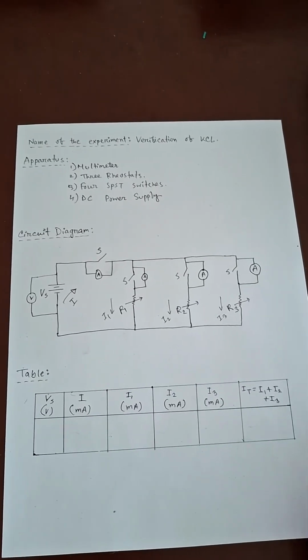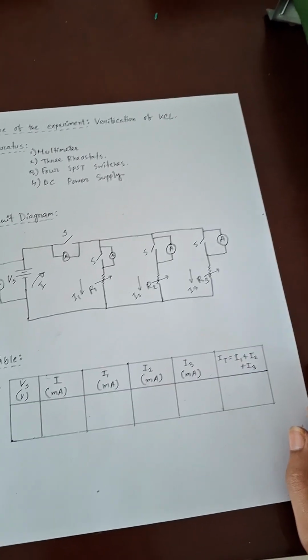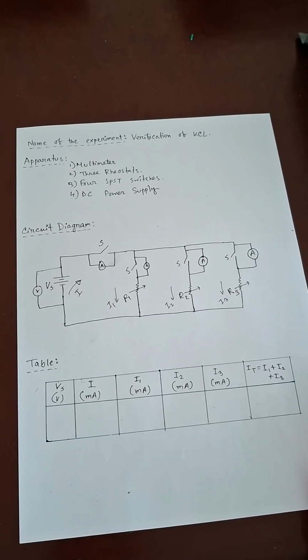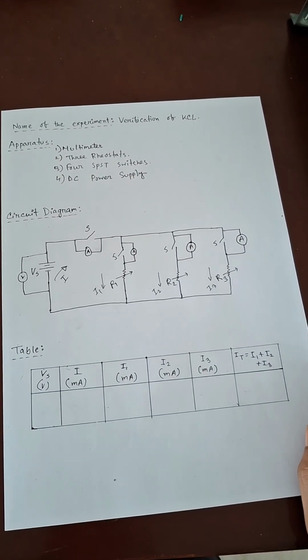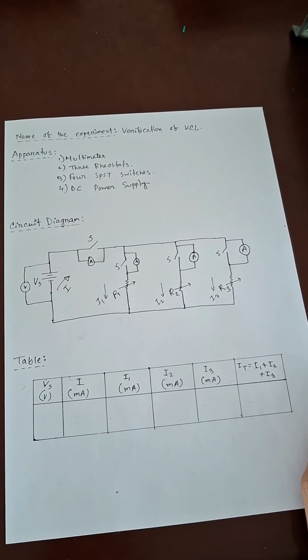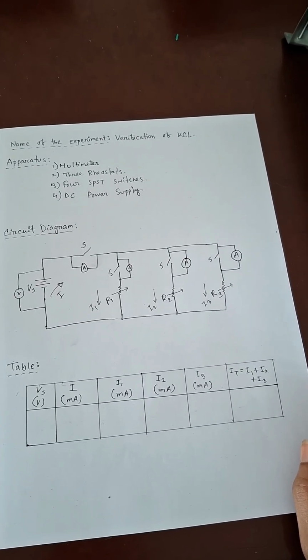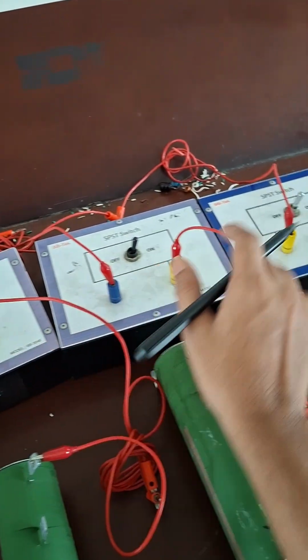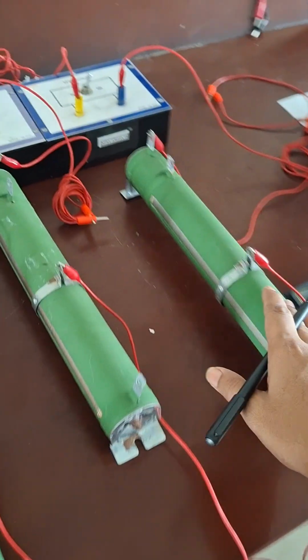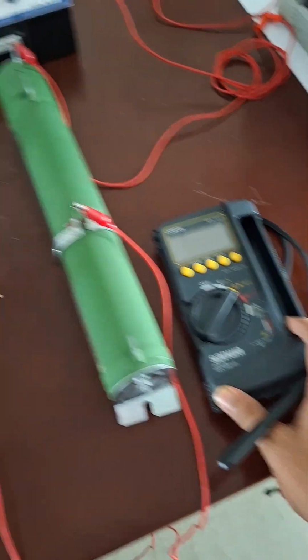Today our experiment is verification of Kirchhoff's current law, or KCL, and to conduct this experiment we need apparatus: a multimeter, 3 rheostats, 4 SPST switches, and a DC power supply. Here we have a DC power supply, 1, 2, 3, 4 SPST switches and 3 rheostats here. Also we have a multimeter.